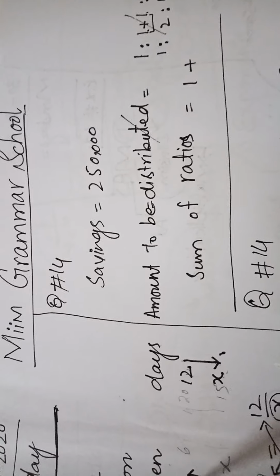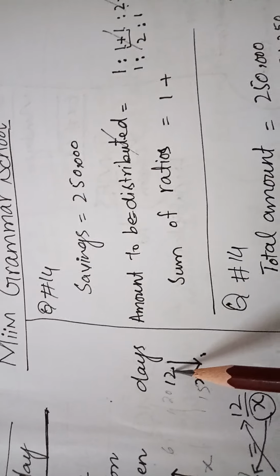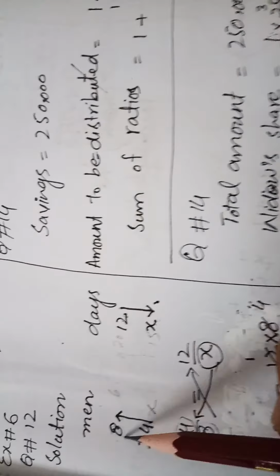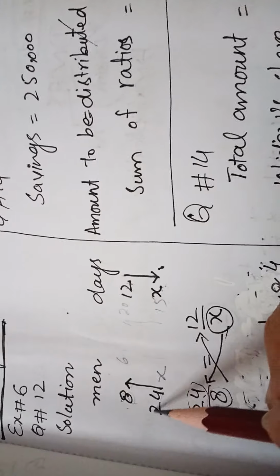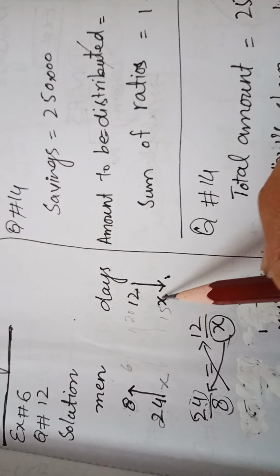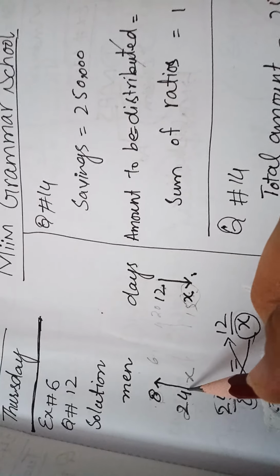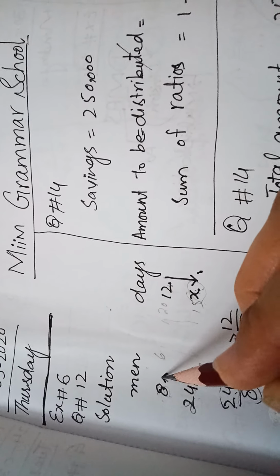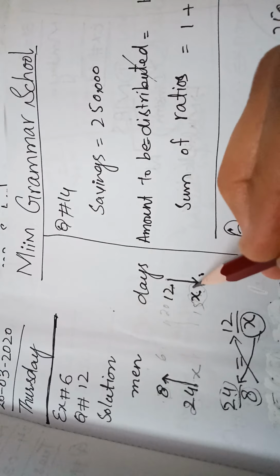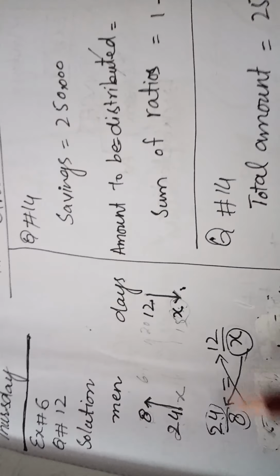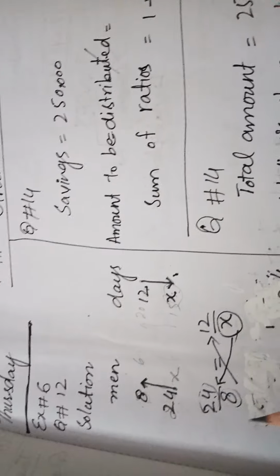In question number 12, you can write, if men are 8 and days are 12, so how many days if 24 men? X days means the days required for them to complete their task. So here you can see the men are increased and the days will decrease. So here is inverse variation.